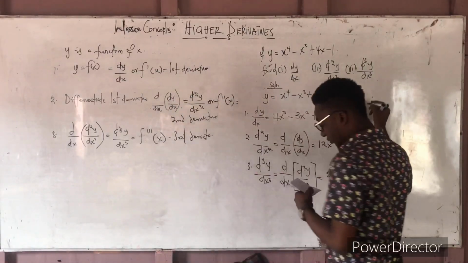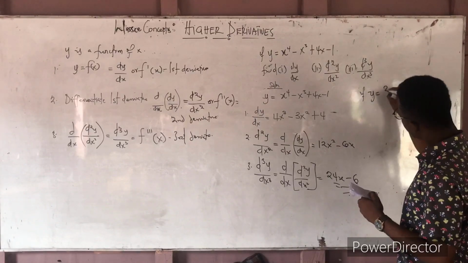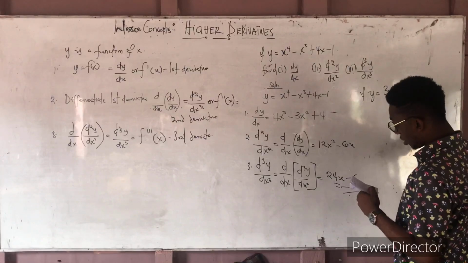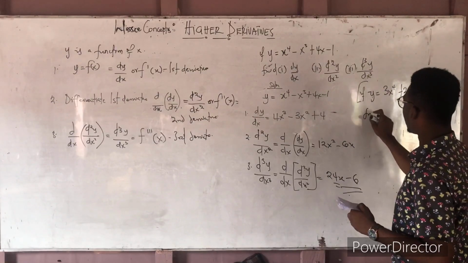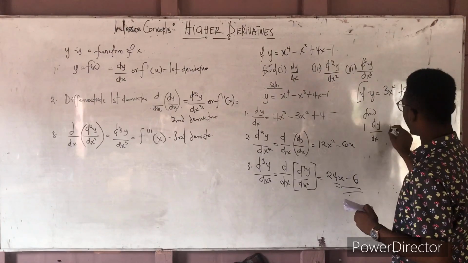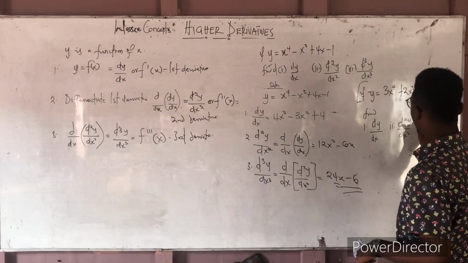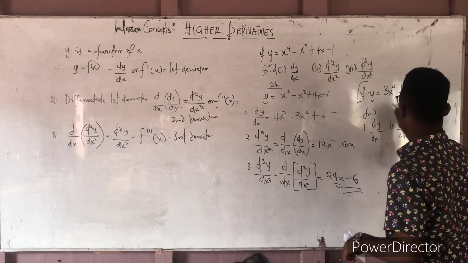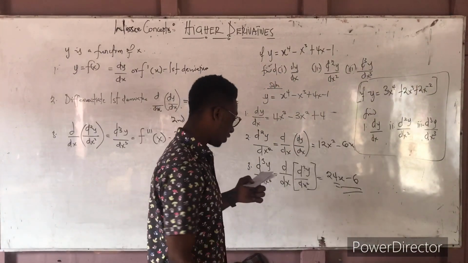Try your hand on this question. If y is equal to 3x exponent 4 plus 2x plus 2x minus 2, find i, dy/dx, ii, d squared y over dx squared, and iii, d cubed y over dx cubed. So try your hand on this question.